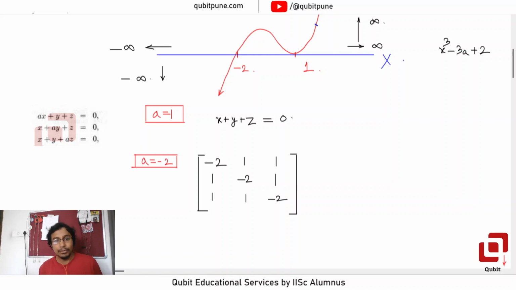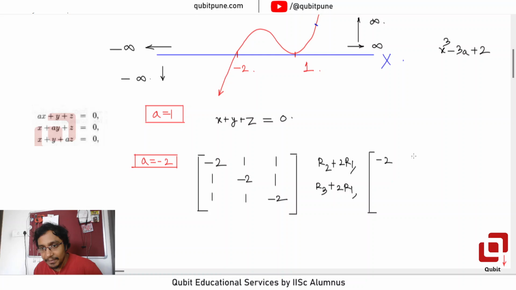Okay, so what do you think we can do here? We can say R2 plus 2R1 and R3 plus 2R1. Okay, R2 plus 2R1, R3 plus 2R1, what will we get? Look carefully. 0 and 0, that's why we did that. Okay, now R2 plus 2R1, -2 plus 2, so 0. And this would be how much? R2 plus 2R1, so this will be 3.